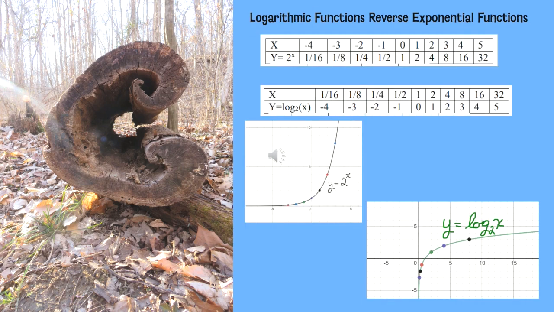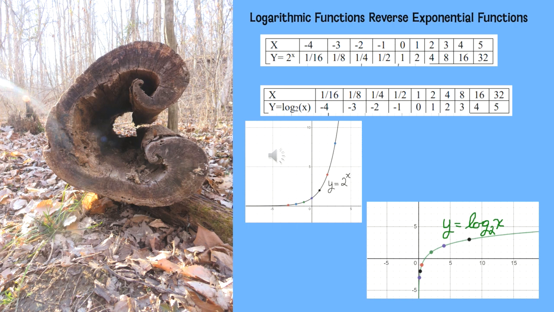Let us focus here on a very simple exponential and log pair of functions. We have y equals 2 to the x as our exponential function, and its inverse function has notation log base 2 of x. They are inverse functions, so what is the input of one is the output of the other. So the exponent on an exponential function becomes the output for the log function.